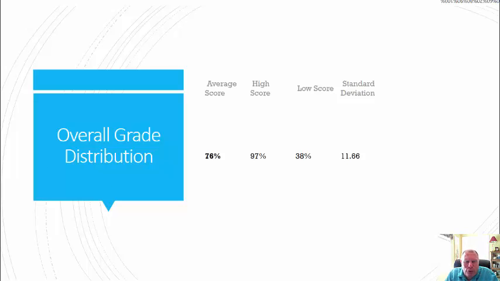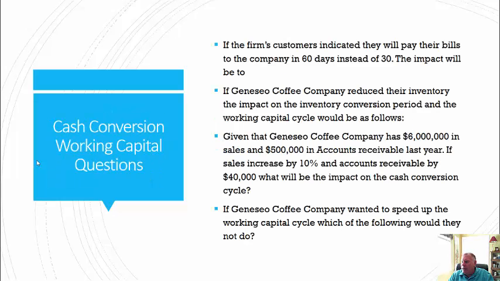The biggest problem everybody seems to have had was in the multiple choice. There are 4 questions that really stumped an awful lot of you, and these were around cash conversion and working capital questions. If the firm's customers indicated they will pay their bills to the company in 60 days instead of 30, the impact will be what?